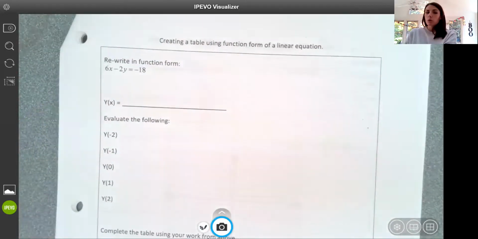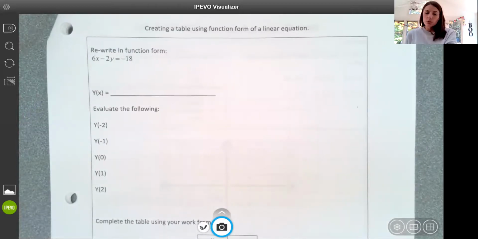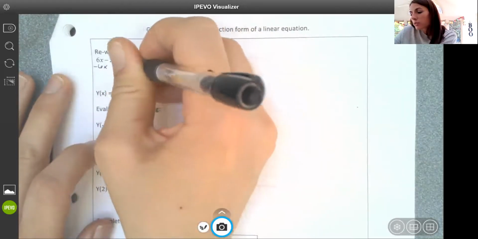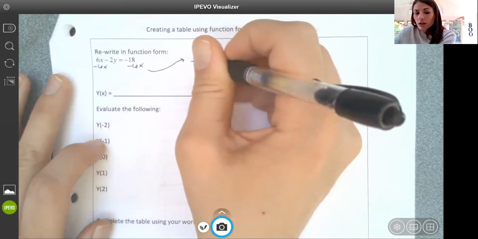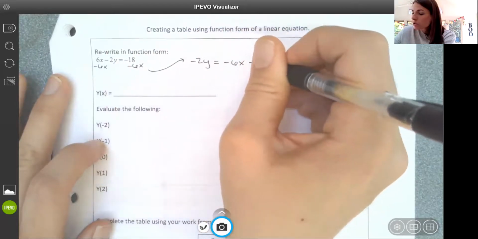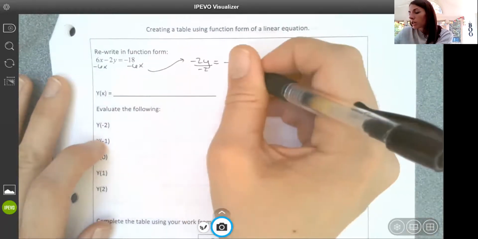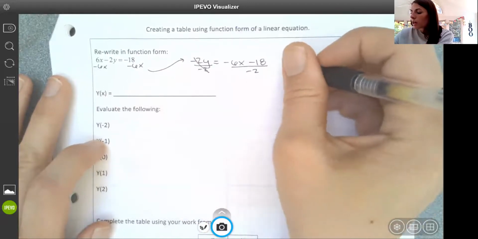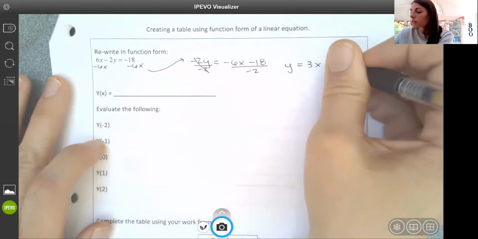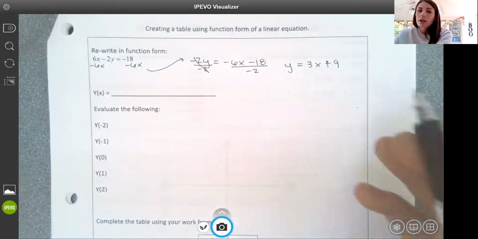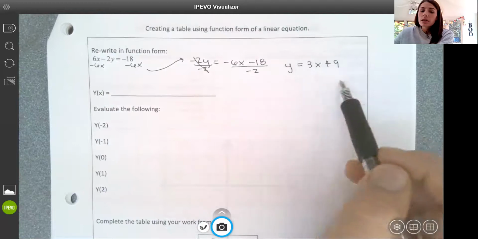So why do we want to be able to do that? Well, it's going to help us with our beginning graphs. Eventually, we wouldn't be using a table or this function form quite in the same way. But we're going to rewrite this equation: 6x subtract 2y equals negative 8. If I were to rewrite that in function form, first I'd move my x term, right? So then I'd have negative 2y equals negative 6x subtract 18. Divide everything by negative 2, and y equals 3x plus 9. Okay, so now I've rewritten this in function form.